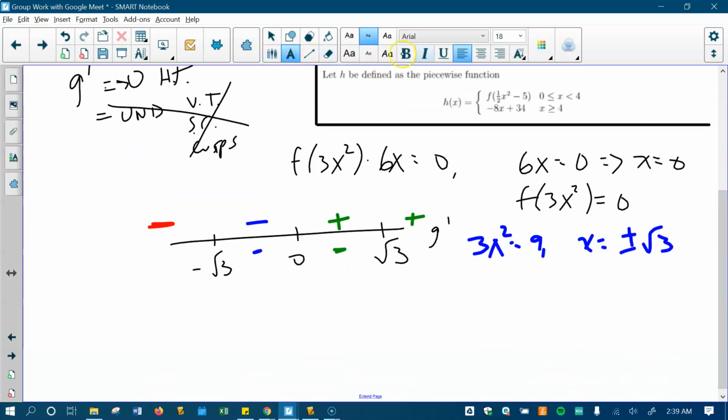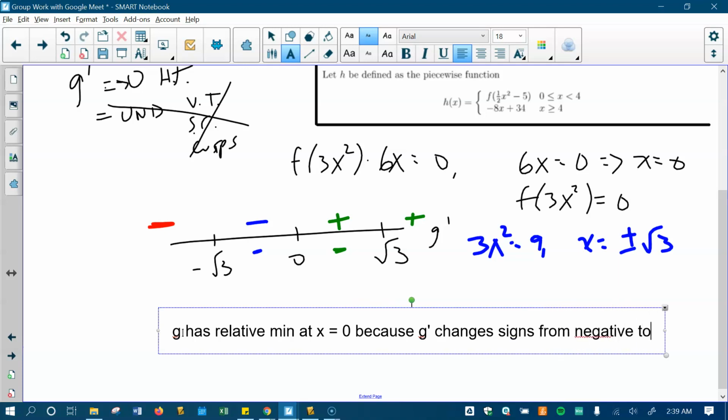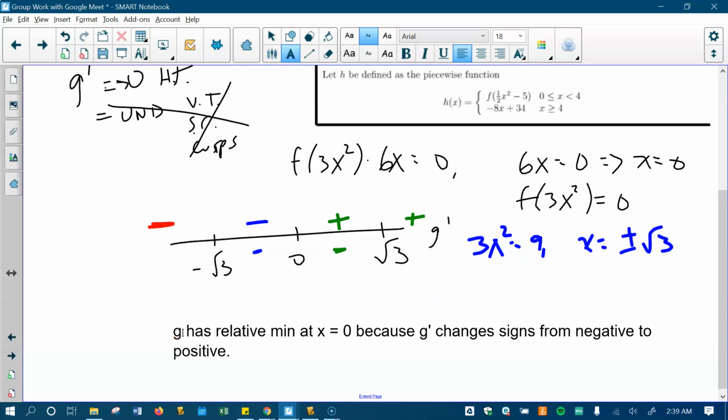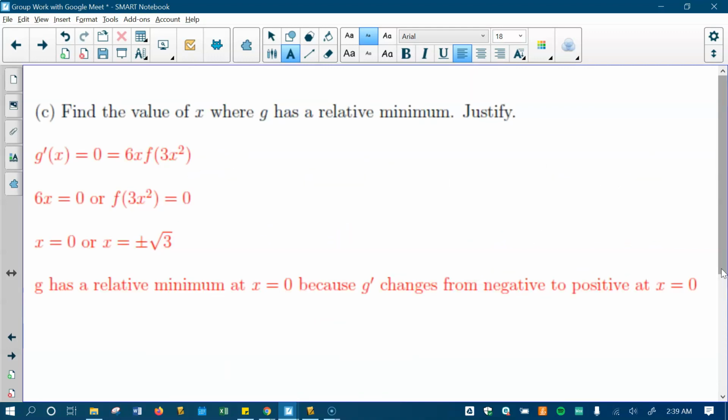Relative min, g has relative min at x equals 0 because g prime changes sign from negative to positive. Okay, and there's my answer. And there's the work that they did.